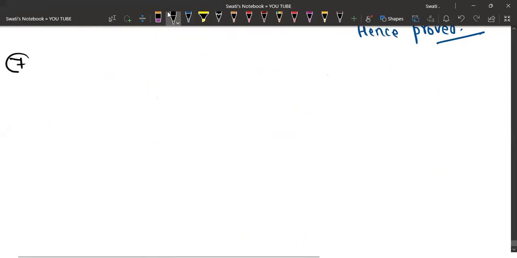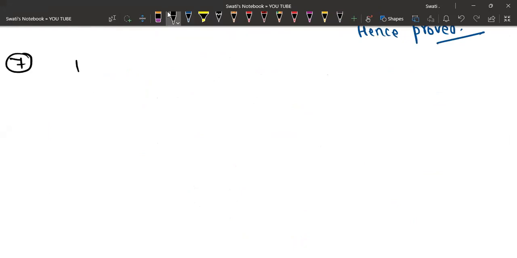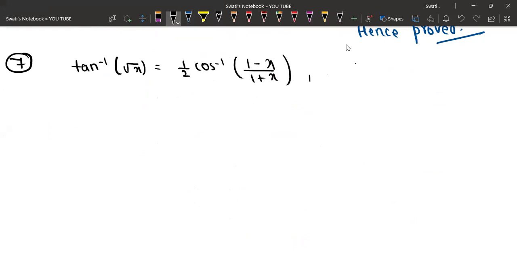Okay. So in the 7th question, we need to again prove that tan inverse root x equals 1 upon 2 cos inverse of (1 minus x upon 1 plus x), where the range of x is given from 0 to 1. So again, as I have said already, whenever you come across any proof question, the first thing that you should get is you can prove it by doing LHS, RHS.